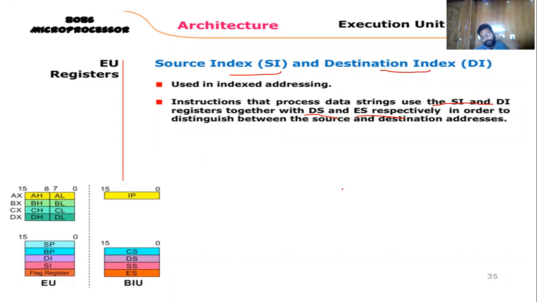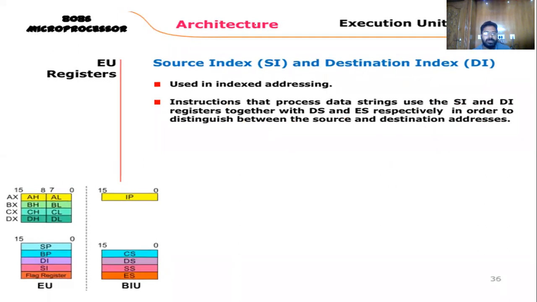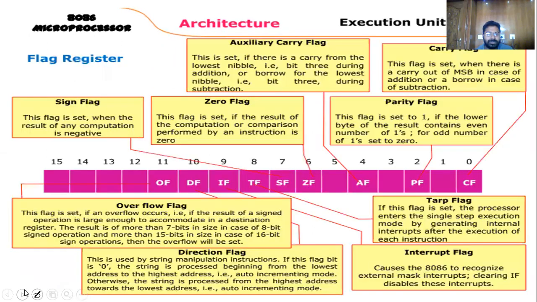In order to identify which one is the data segment register as well as which one is the extra segment register. Okay. Then next one we have the flag register. You know that the flag register is a 16-bit flag register. Out of the 16 bits, we are using only 9.